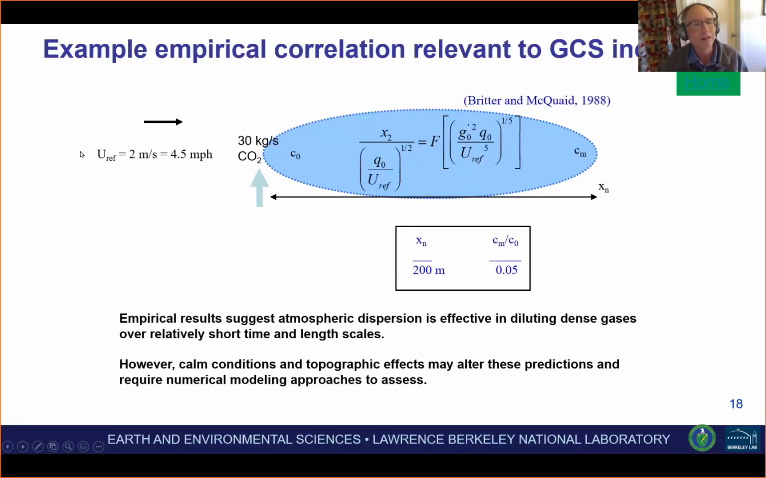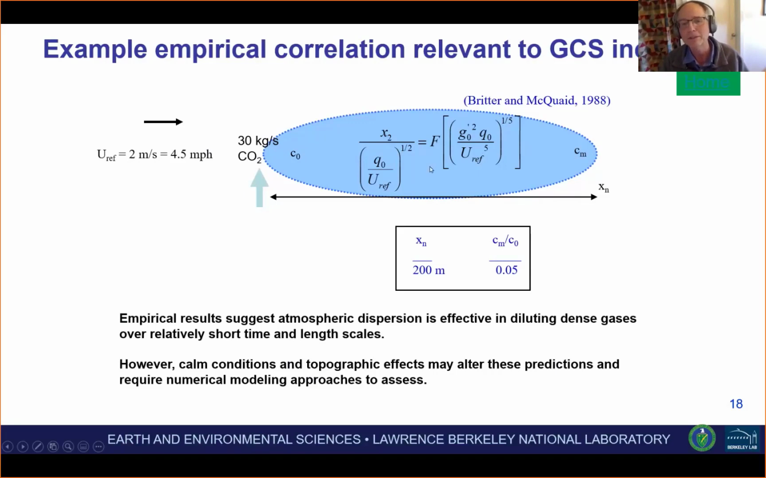If I have this reference wind velocity in the background blowing in this direction, and I have a flow rate coming out of a leak at 30 kilograms per second of CO2, I can make a prediction of how this initial concentration C0 will change downstream and become Cm at some different x. And it's some sort of a function of these variables. And it just happens when you plug in the numbers that at 200 meters, this ratio of Cm to C0 is about 0.05. So I reduce this concentration by a factor of 20 after 200 meters in this wind field.